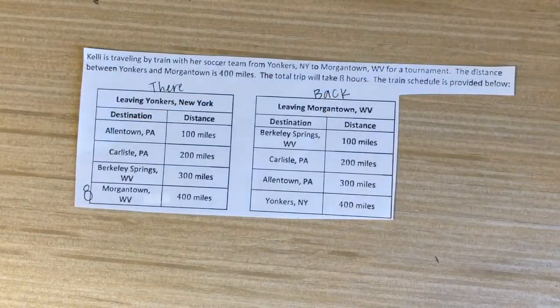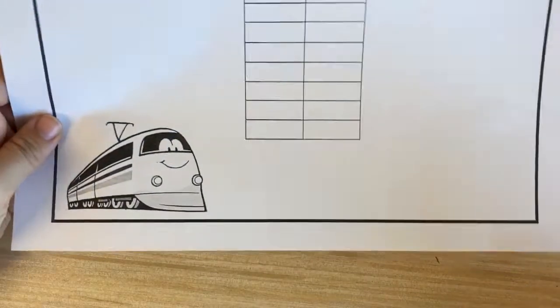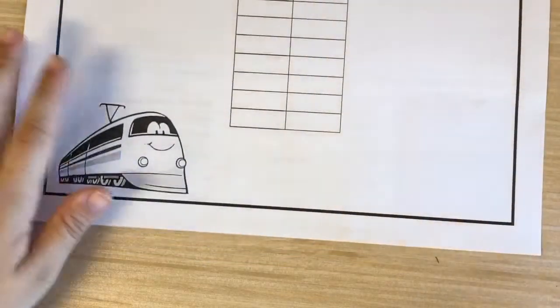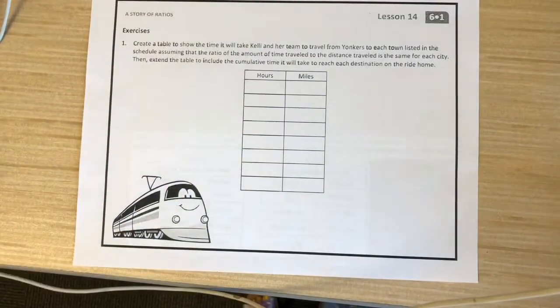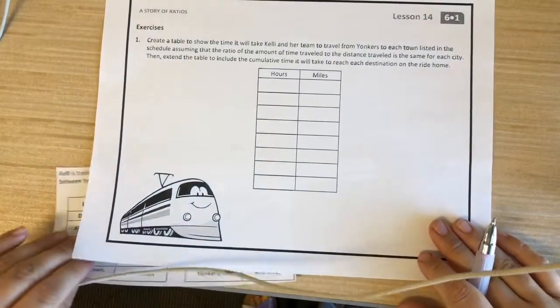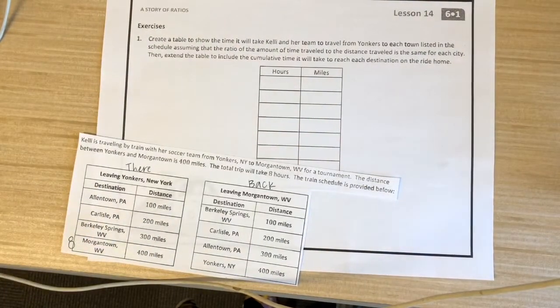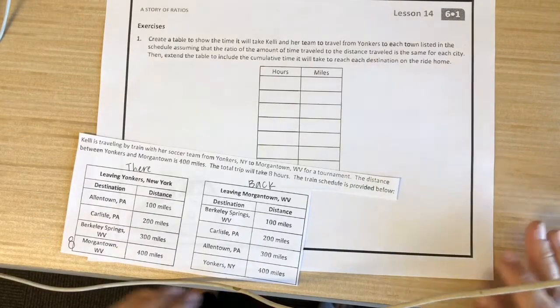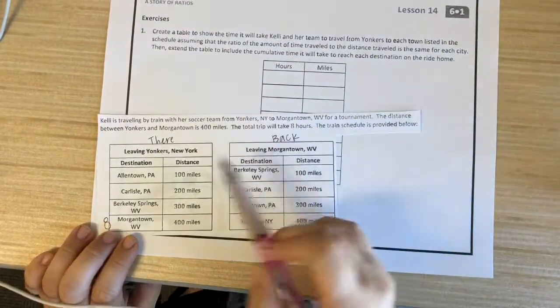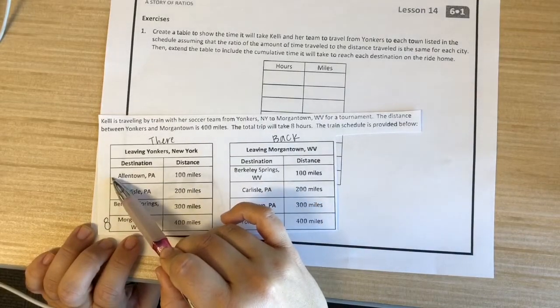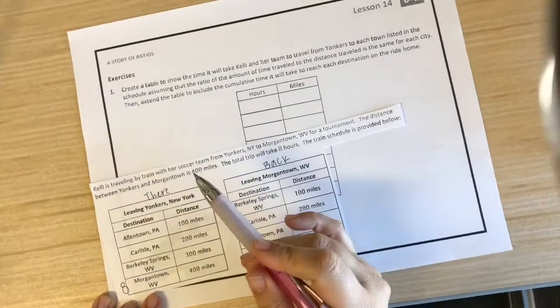All right, so part one, exercise number 1, is saying create a table to show the time it will take Kelly and her team to travel from Yonkers to each town listed in the schedule, assuming the ratio of the amount of time traveled to the distance traveled is the same for each city. Then extend the table to include the cumulative time it will take to reach each destination on the ride home. So we need to figure out here how many hours it's going to take her to get to each of these cities.